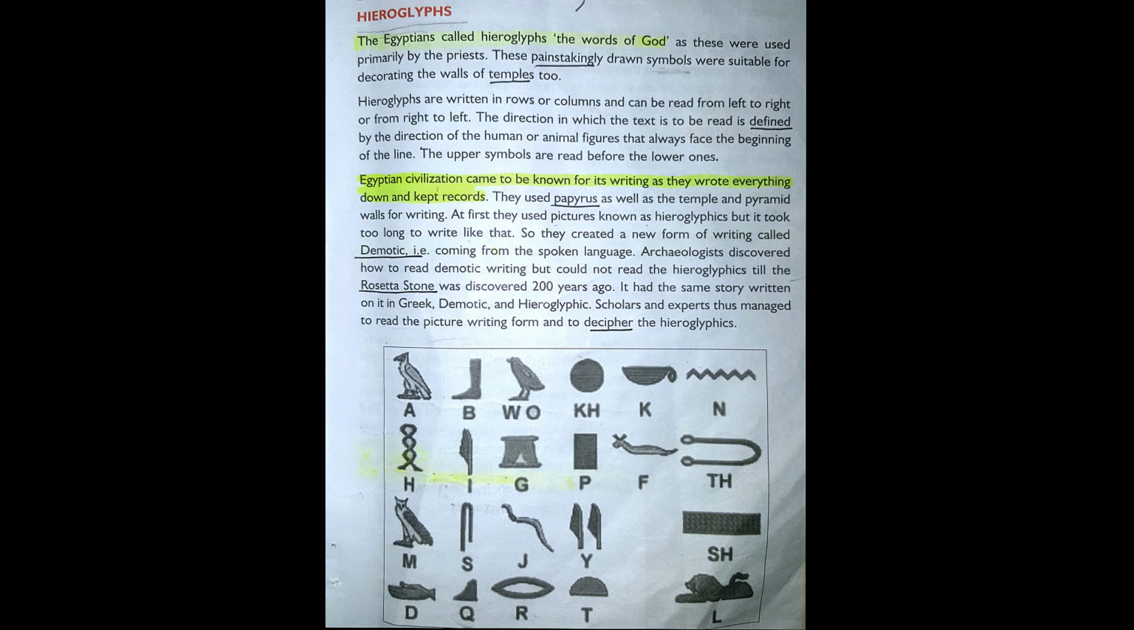Egyptian civilization came to be known for its writing, as they wrote everything down and kept records. Students, as I told you in the beginning, the Egyptian civilization was a well-known civilization, and they were very expert in everything. They had rules and regulations, so they wanted to keep records. For keeping records in history, they wanted to save them. For this purpose, they used papyrus as well as the temple and pyramid walls for writing.